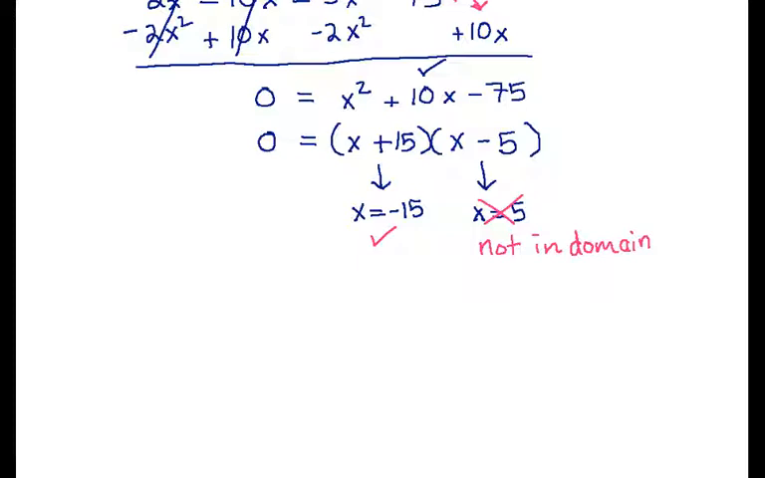So any possibility here, you could have two solutions, both of them are in the domain. You could have one solution that's not in the domain. It's possible you could have two solutions, neither of which is in the domain. We throw out anything that's not in the domain, and if there's anything remaining, that is our solution. If there's nothing remaining, that's the situation where we would then say no solution. But here we're going to say that our solution set is just the value negative 15.